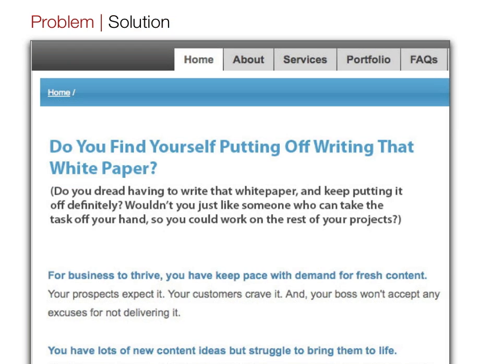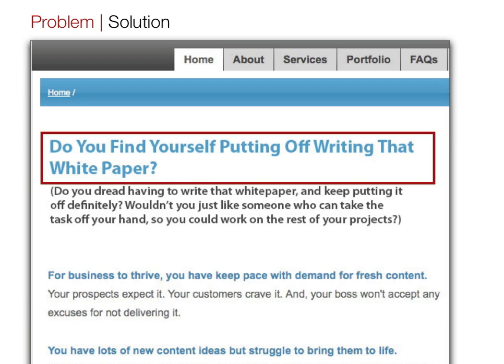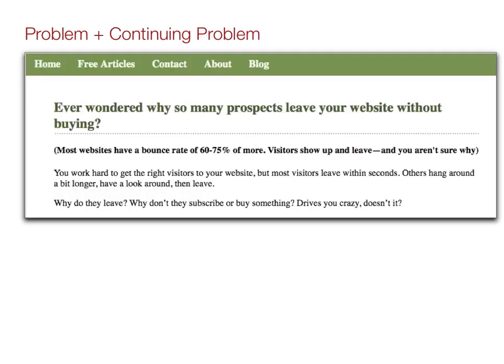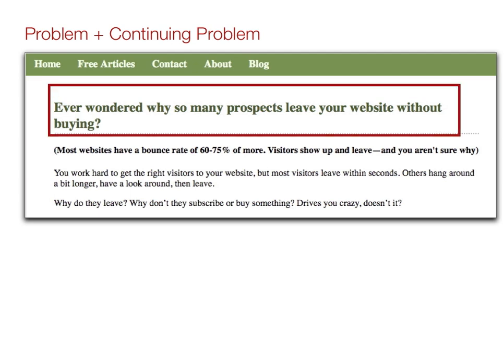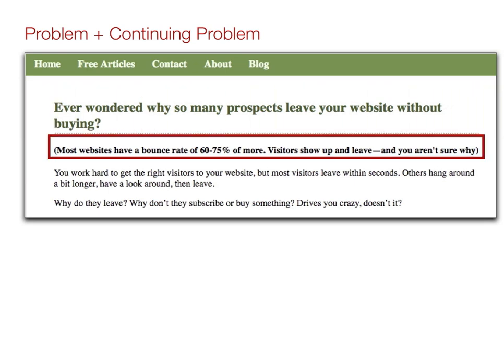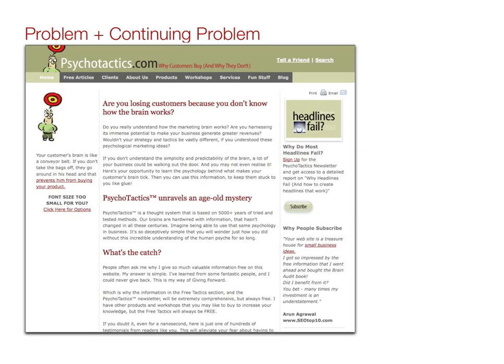Again, we'll start to look at a problem and a solution. Do you find yourself putting off writing that white paper? Okay, that's the problem. And then the dread. Then would you wish that someone could take the task off your hand so that you could work on other projects? So what we see is a problem, solution, problem, or in this case, a problem and a continuing problem, which is ever wondered why so many prospects leave your website? And then you're looking at the bounce rate. Then you're looking how they show up. Then they leave. Then you're not sure why. It's a continuing problem. It gets your attention.